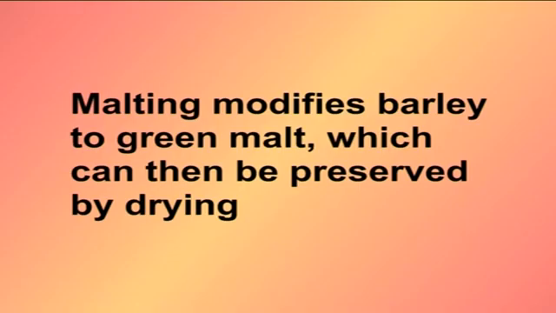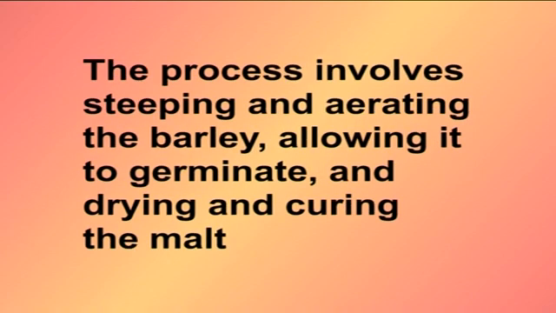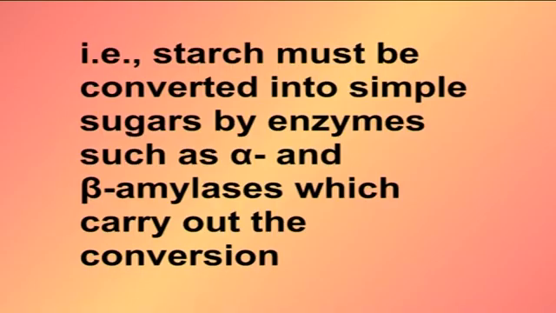Coming to the first step, malting. Malting modifies barley to green malt, which can then be preserved by drying. The process involves steeping and aerating the barley, allowing it to germinate, and drying and curing the malt. In order to ferment by yeast, the food reserve of barley, that is starch, must be converted into simple sugars by enzymes such as alpha and beta amylases, which carry out the conversion.